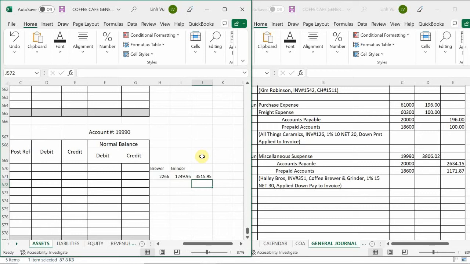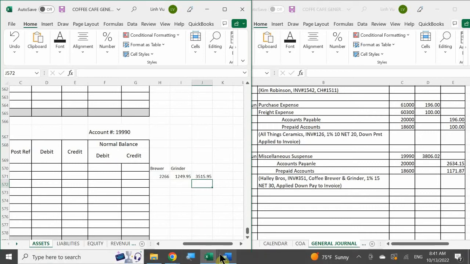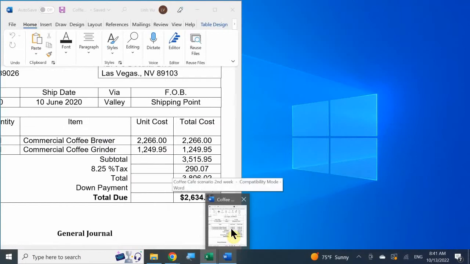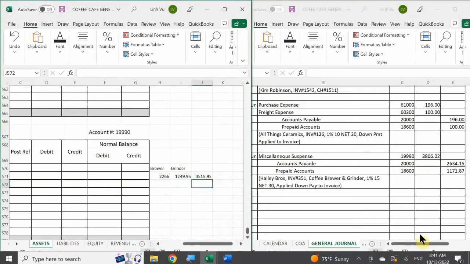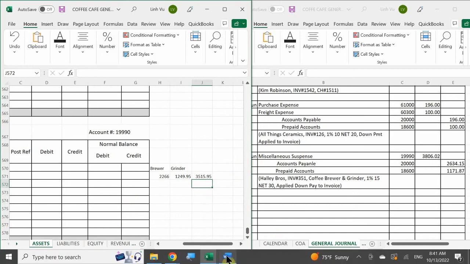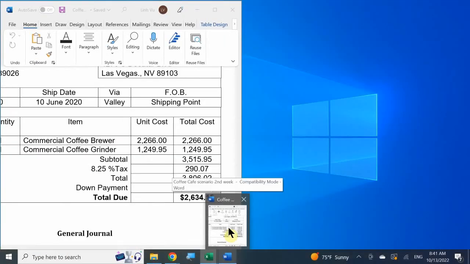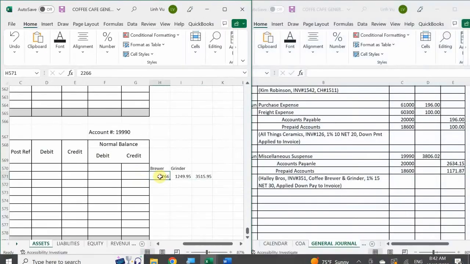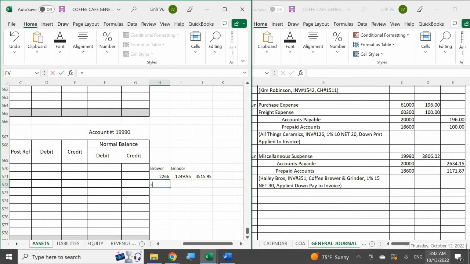And that gave you a total of 3515.95. Is that correct? 3515.95. Yes. Okay. How do I distribute the tax? Because that's part of what I received in the bill. I have to split $290.07 of tax. How do I do that? Okay, you would tax each at 8.25. Mm-hmm. 8.25.